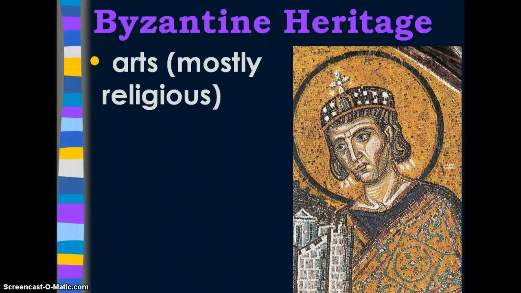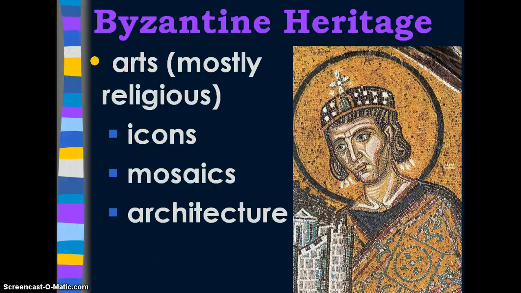Most of the heritage of the Byzantines that's still around and still appreciated is the arts, which are mostly religious. So we've looked in class at this mosaic. You can see the close-up here of Constantine giving the city to Jesus and Mary. They also had icons, which we'll talk about in class as well, which were paintings of religious figures, mosaics, church architecture.